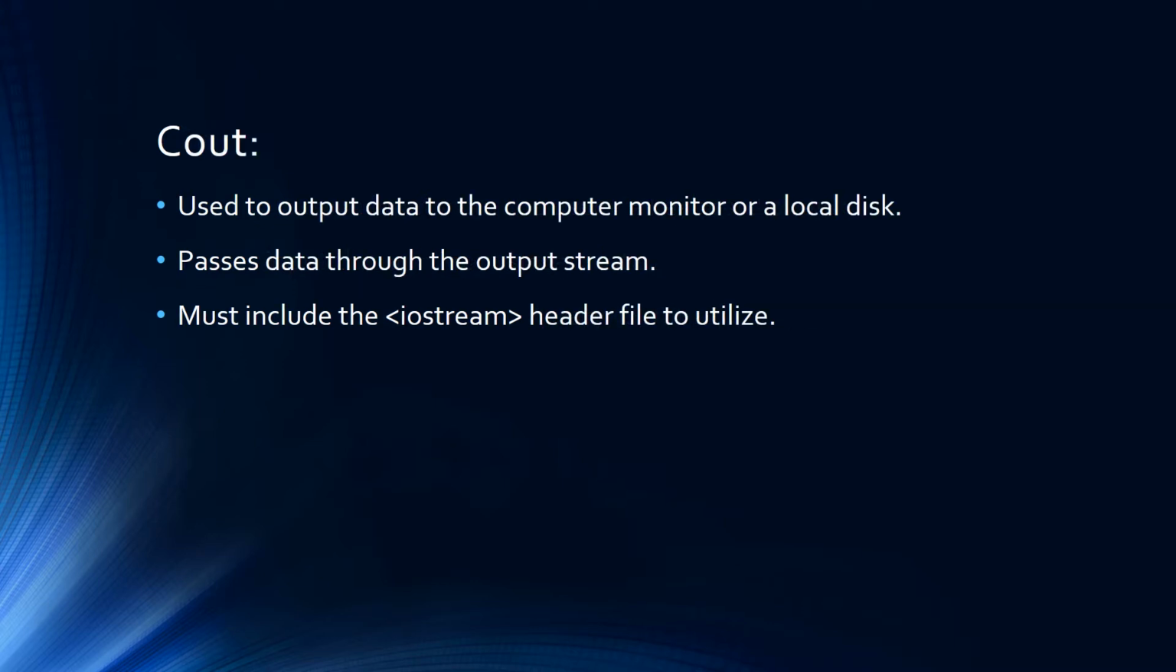Cout is very similar to cin. There's a couple of differences. It's used to output data from the computer instead of input. You output data to the computer monitor or local disk. It passes data through a stream as well, but it's the output stream. And just like cin, you must include the iostream header file to utilize it.